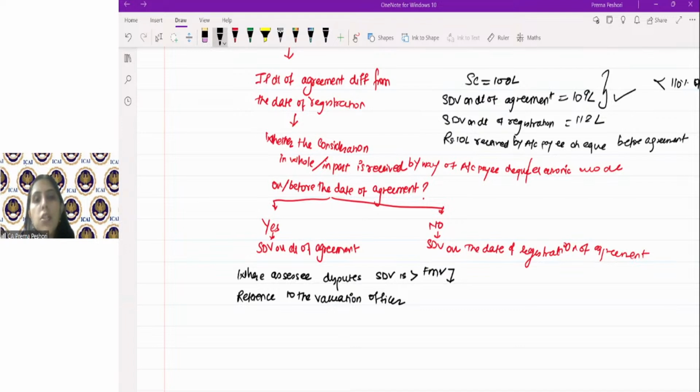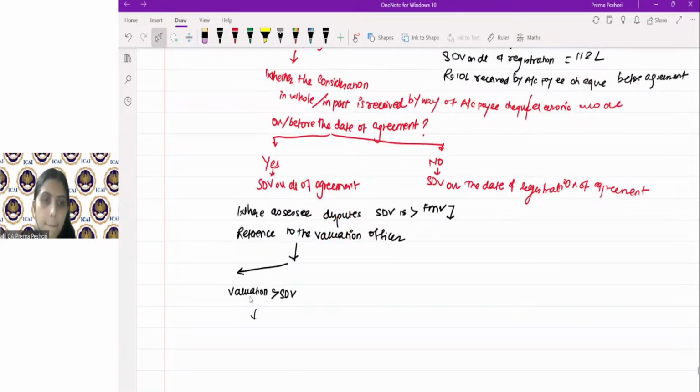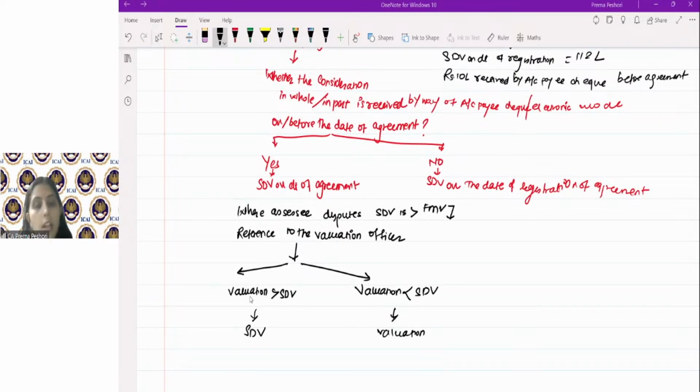Now, if the valuation is greater than the stamp duty value, in that case, you will adopt the stamp duty value. In case the valuation officer gives a valuation which is lesser than the stamp duty value, then the valuation by the valuation officer will prevail. Are we clear?